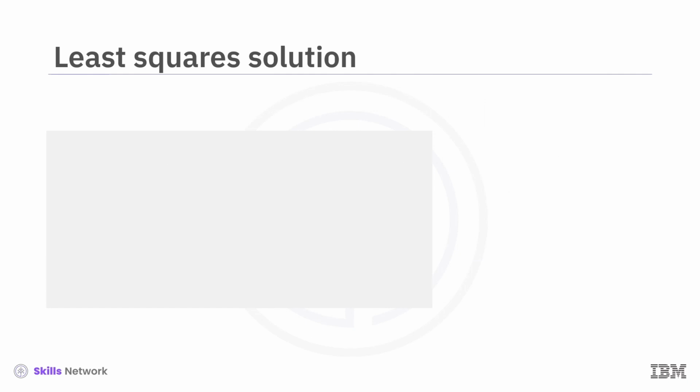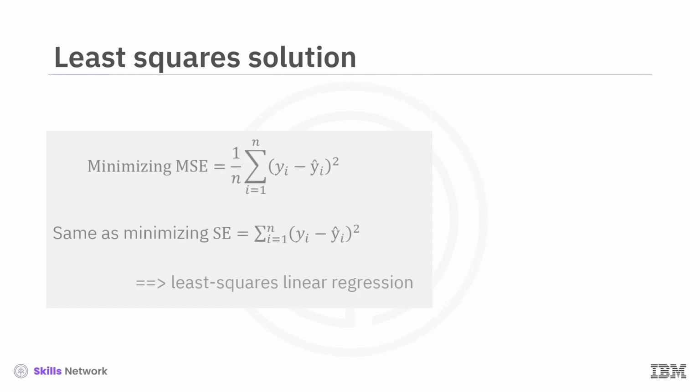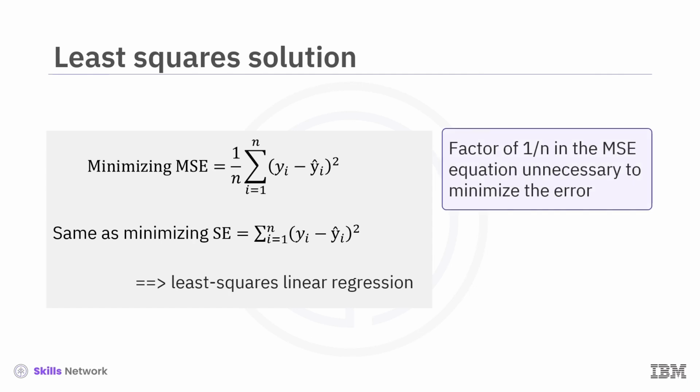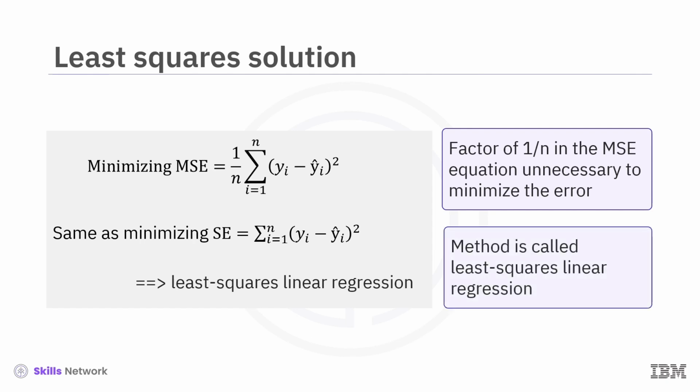MSE is not the only way to expose the error of a linear model. However, it is the most popular. With this metric, the best model for the dataset is the one with the least squared error. The factor of 1/n in the MSE equation isn't necessary to include to minimize the error, so this method is called least squares linear regression. So, multiple linear regression aims to minimize the MSE equation by finding the best parameters.